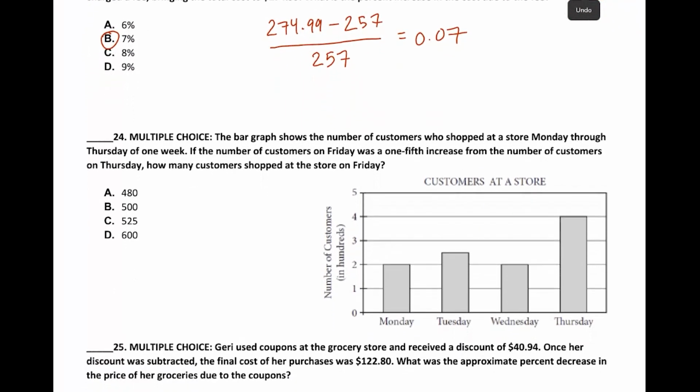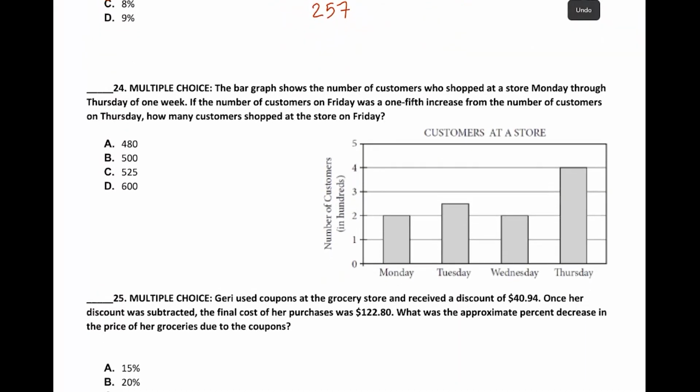24 says the bar graph shows the number of customers who shopped at a store Monday through Thursday of 1 week. If the number of customers on a Friday was a 1/5 increase from the number of customers on Thursday, how many customers shopped at the store on Friday? Okay, so on Thursday, we can see that there are 4, this is actually in hundreds, 400 customers.